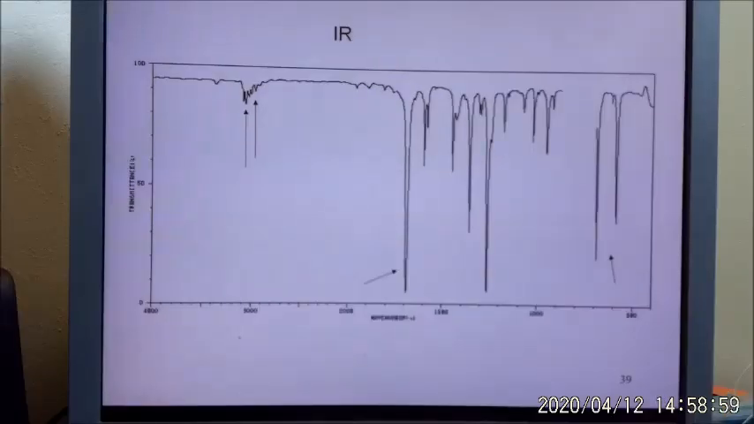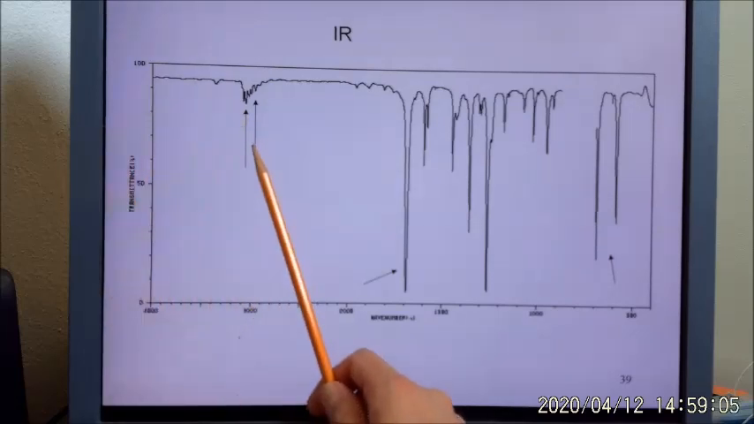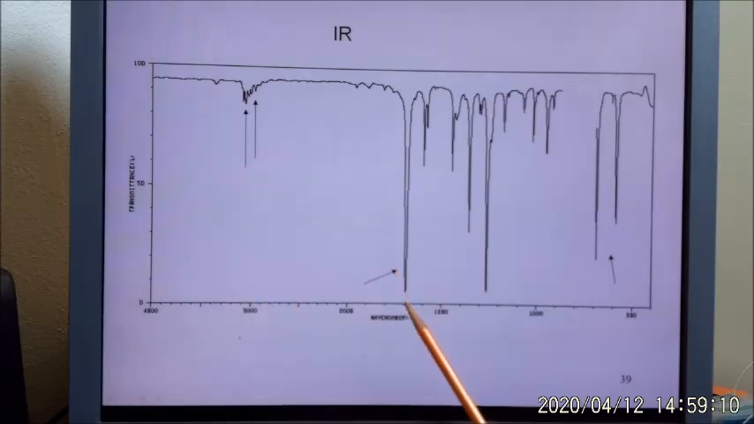Okay, let's do one more example. As you can see here, I have sp2 C-H stretches and sp3 C-H stretches. These are very small. I have a carbonyl stretch, C double bond O, at about 1700 or so. So there's some conjugation, not a lot. I see basically around 1600 the carbon double bond carbon stretches.